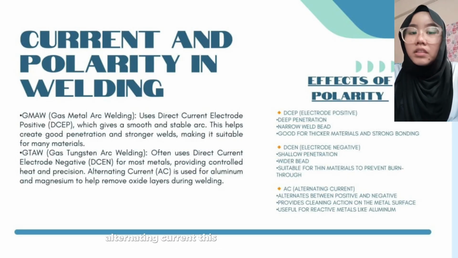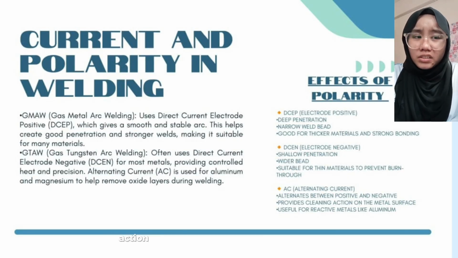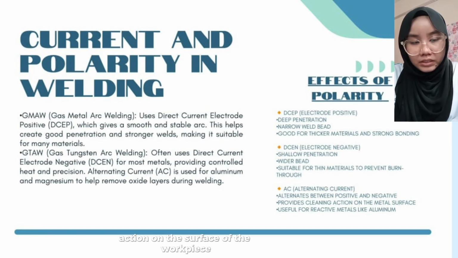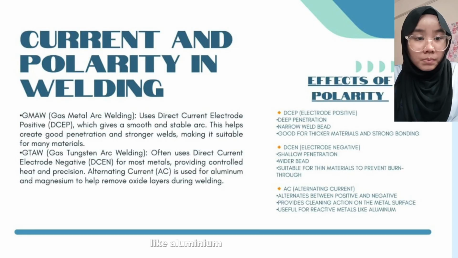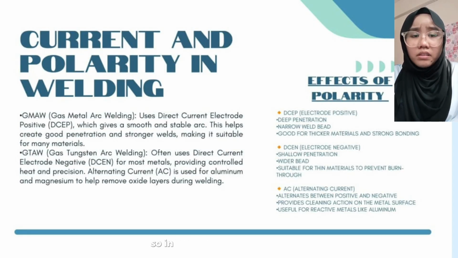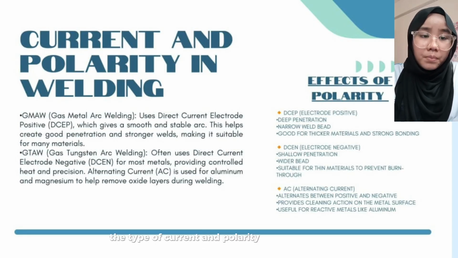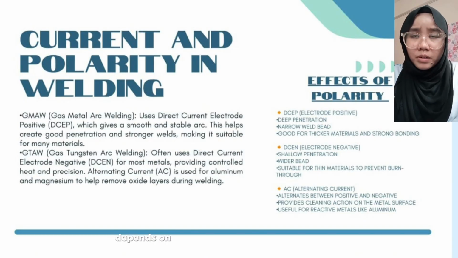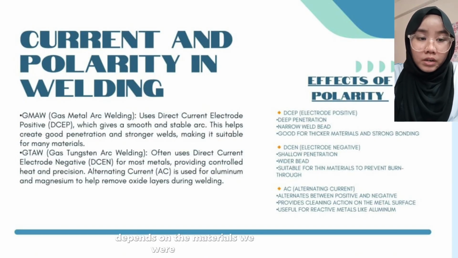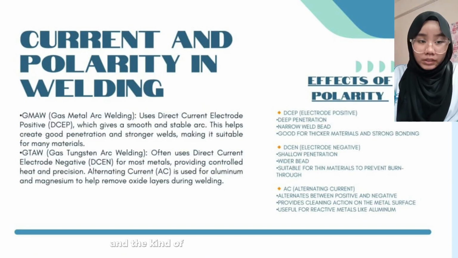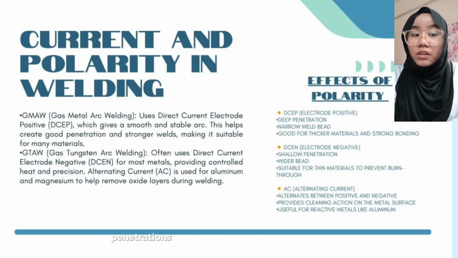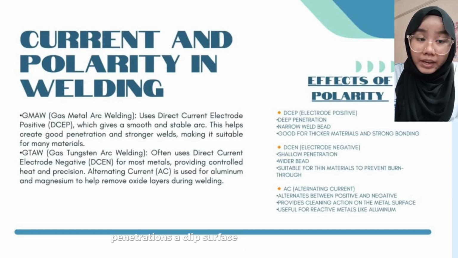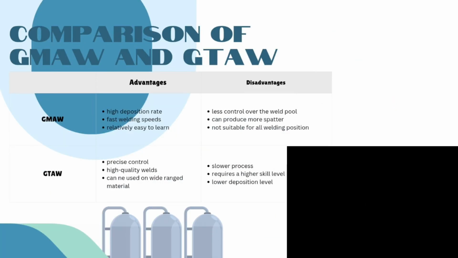Alternating current provides a cleaning action on the surface of the workpiece, which is very useful when welding materials like aluminium. So, in summary, the type of current and polarity we choose depends on the materials we are welding and the kind of results we want, whether that's deep penetration, a clean surface, or a wide bead.